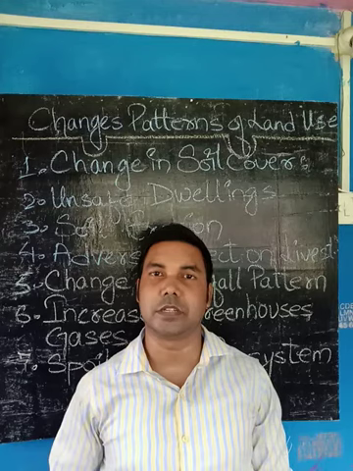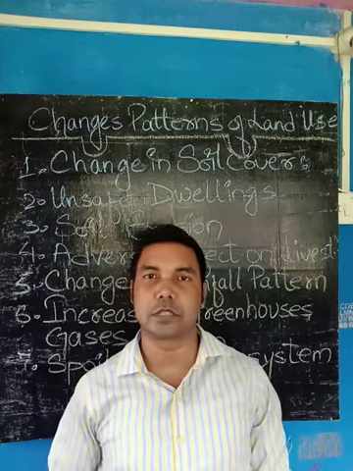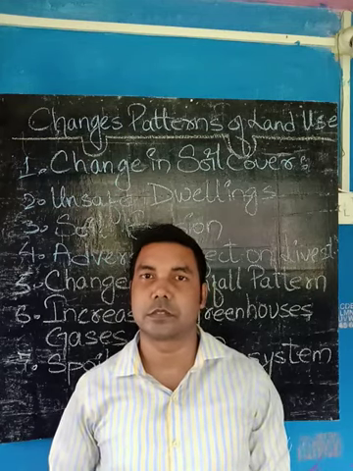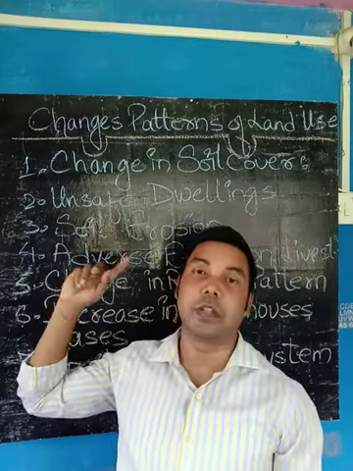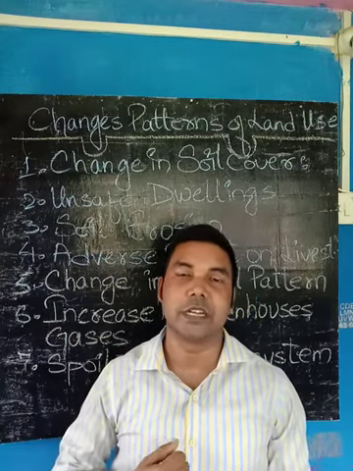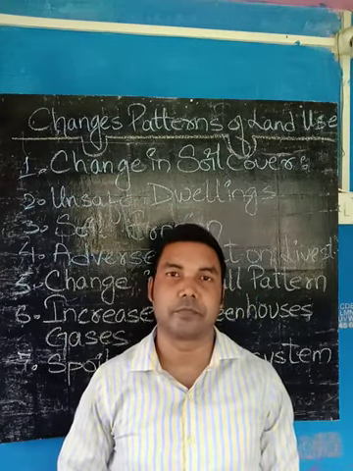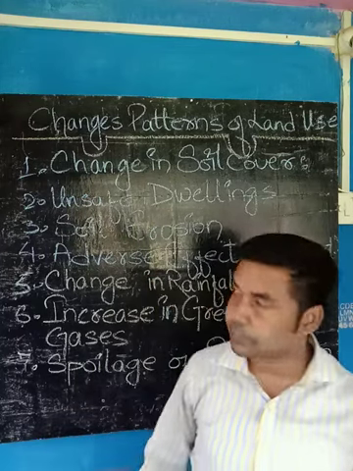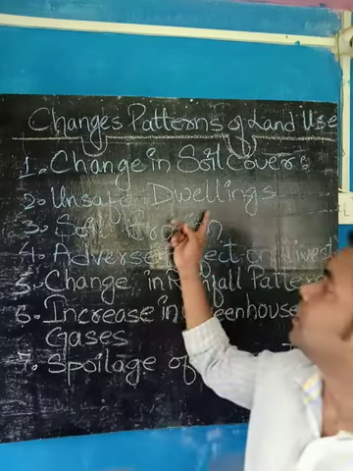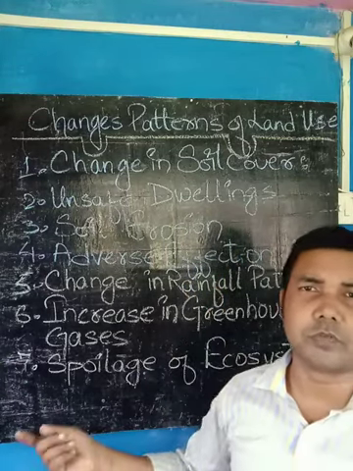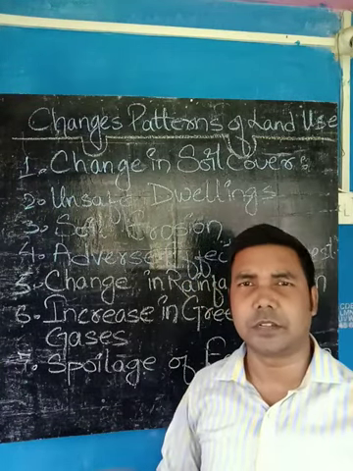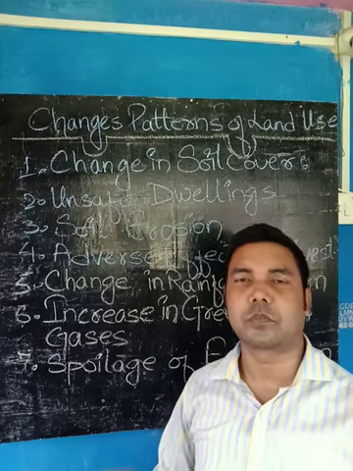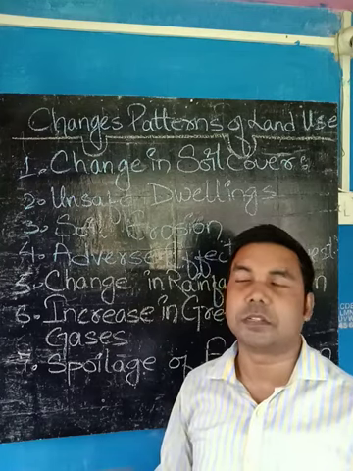becoming unhygienic. So unhygienic places come up. The people are living and staying in unhygienic, unsafe areas because of the changing pattern in land use. Unsafe dwelling is because of human beings. They are misusing the land.